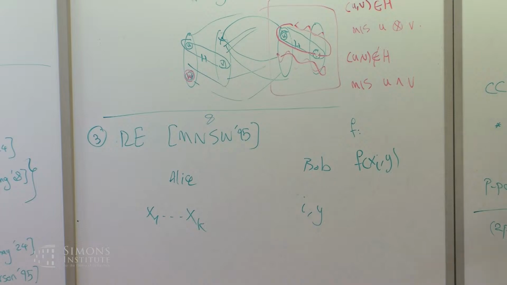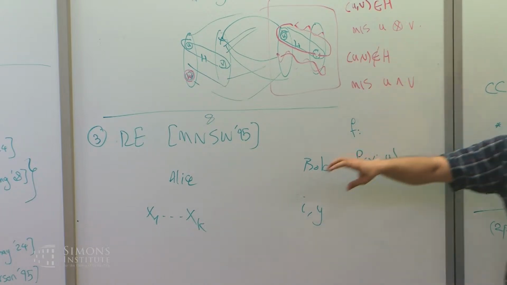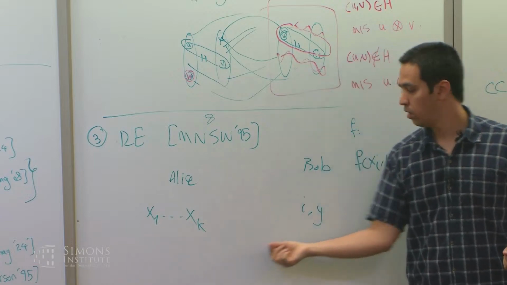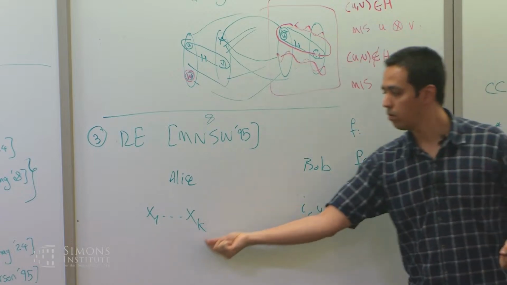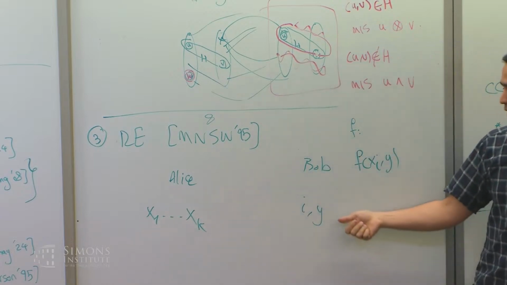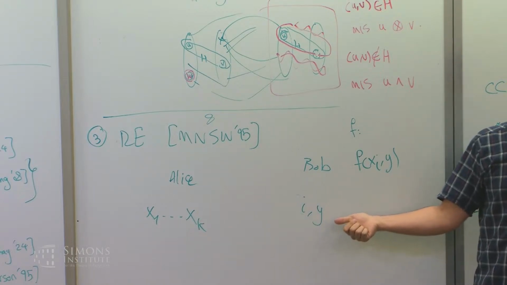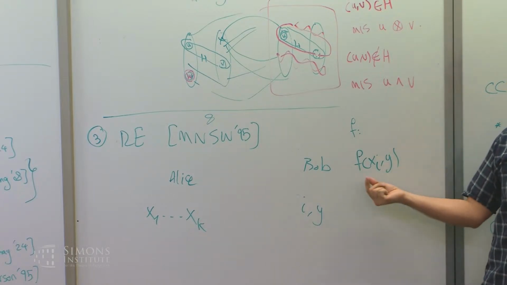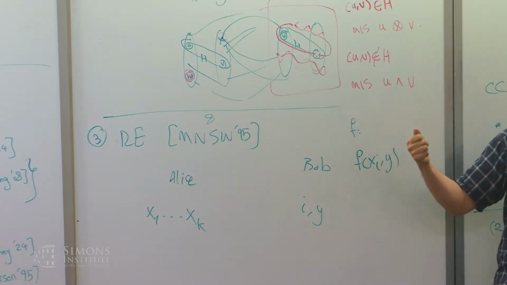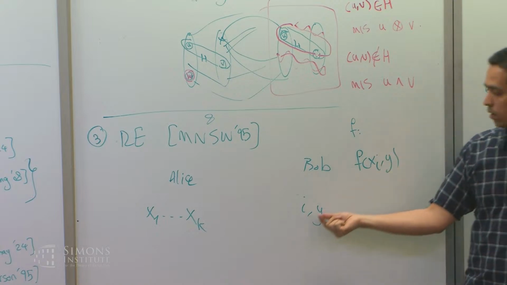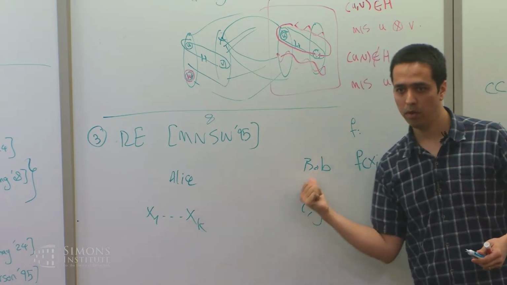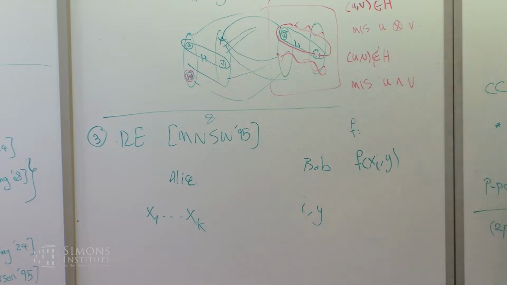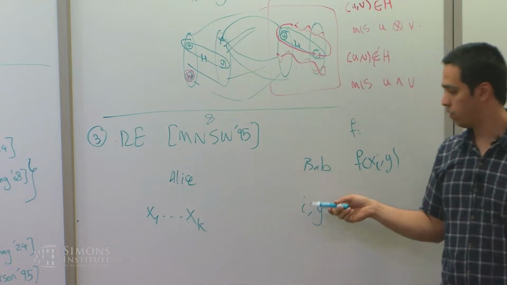There is some function known to everyone. Alice has a bunch of inputs. Bob has an index of one of these inputs, and y. Your task is to solve this particular function f for the pointer of Bob and the input he has. Does it make sense? I'm defining a problem out of this function f, k inputs, i and y.